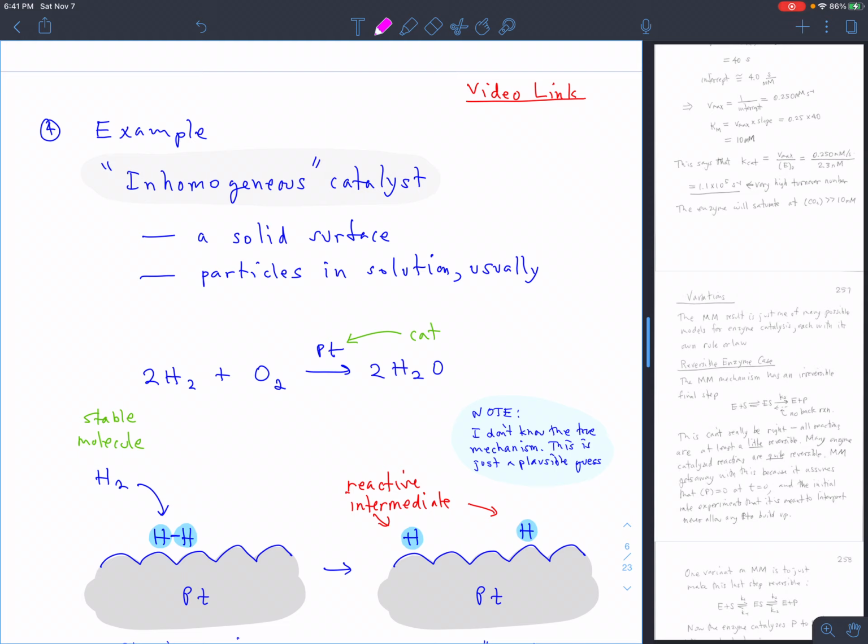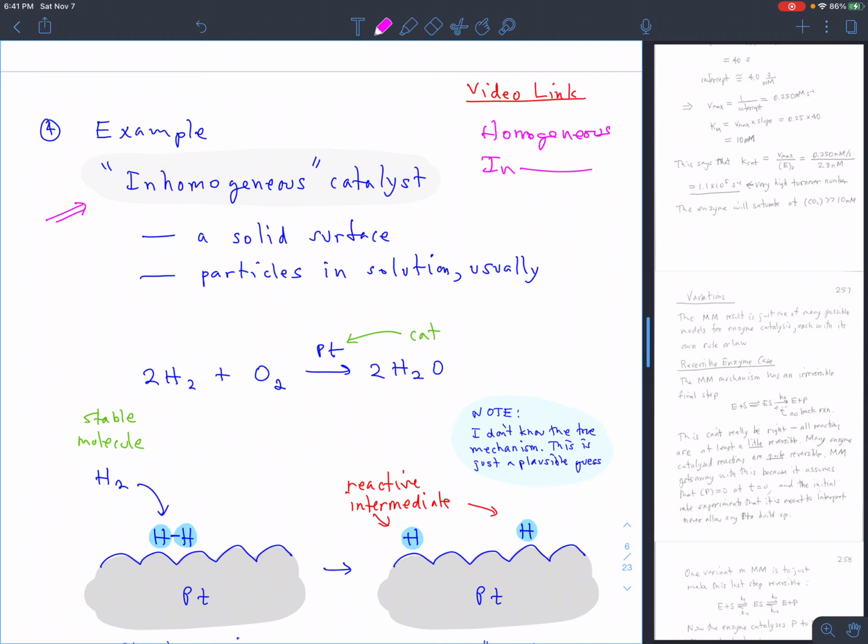Before we go on to enzyme kinetics, which is what's coming, the Michaelis-Menten kinetics specifically, let's look at a couple of examples of how catalysts might work. So the example I've set up here is for a heterogeneous catalyst. There are homogeneous catalysts and heterogeneous catalysts.